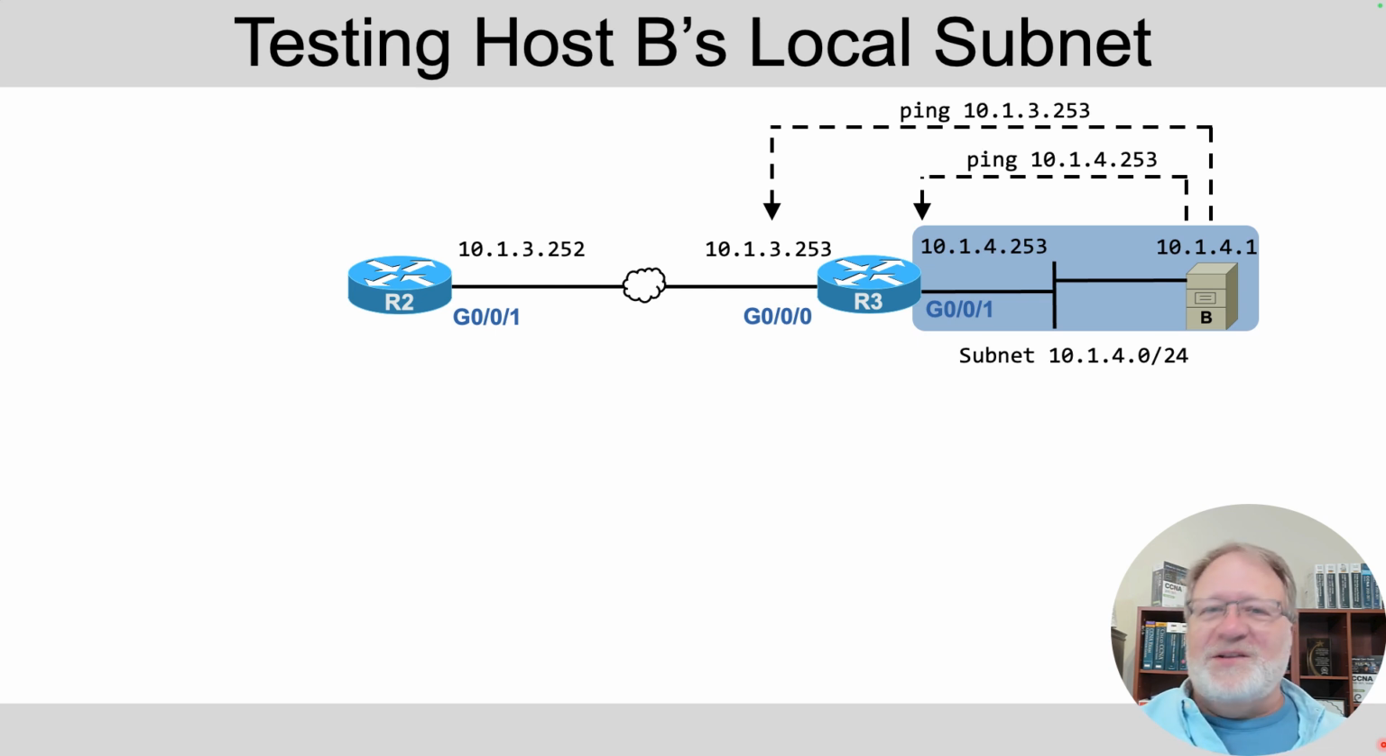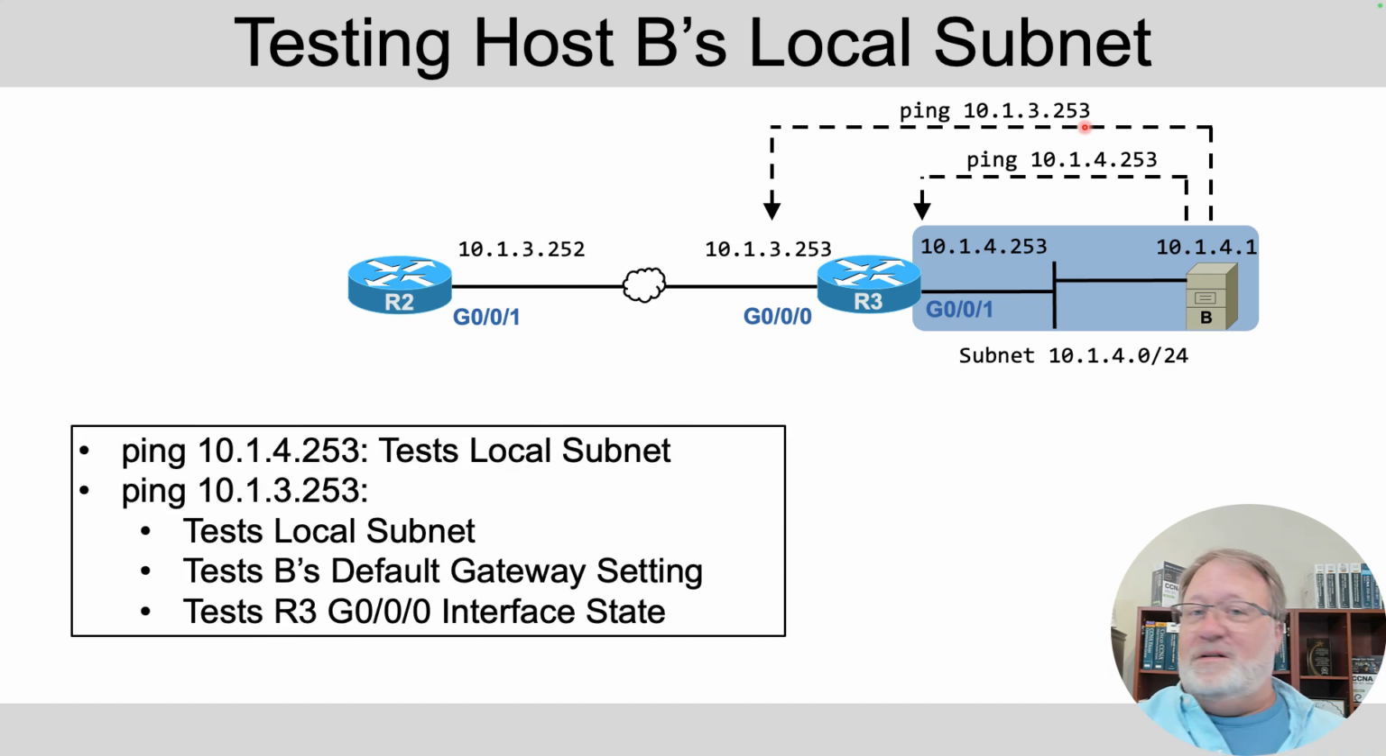So if you know pings are failing that should work, you say, all right, I'm going to ping my default gateway's address, 10.1.4.253 in this case, testing my local LAN, but not testing my default gateway setting, and then ping that same router's WAN IP address, which then exercises host B's default gateway setting. So back to the same kind of logic we talked about with host A, and again, pinging at least one address away, the far side, if you will, of router R3, exercises testing that default gateway setting.